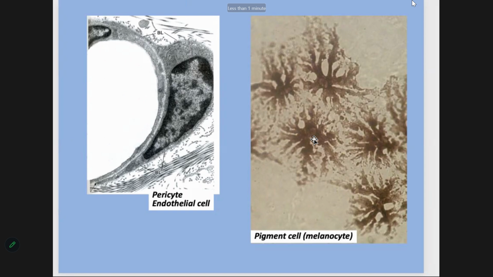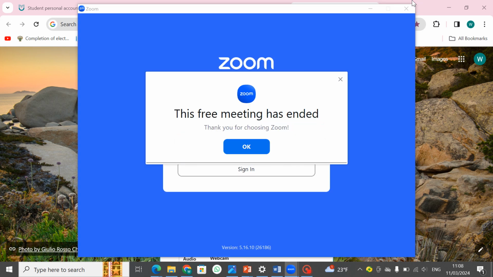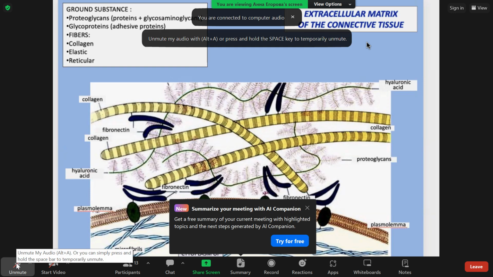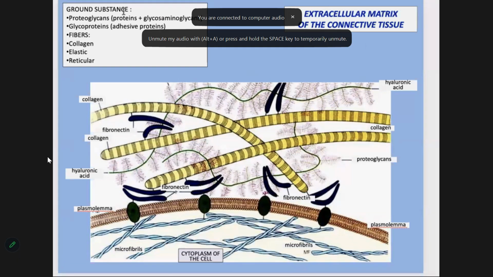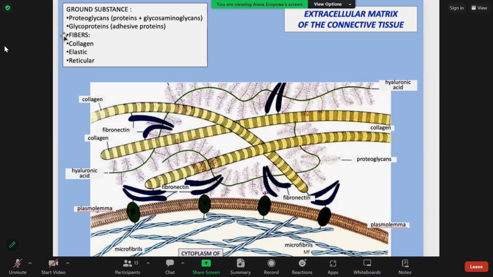Under the influence of ultraviolet radiation, our skin changes color from dark to pale, more dark or more pale, because under the influence of ultraviolet, the pigment cells produce their melanin granules. So we told about the fixed or resident cells of loose fibrous connective tissue, and also different types of leukocytes. Loose fibrous connective tissue, as you know, consists of two main components. The first main component is the ground substance, and the second main component is the fiber.